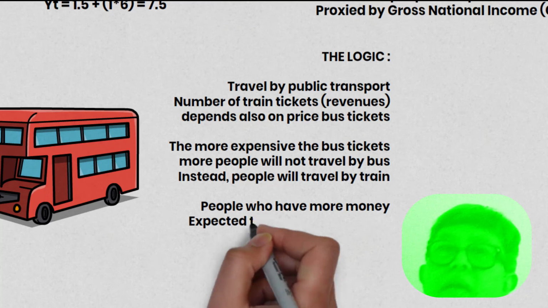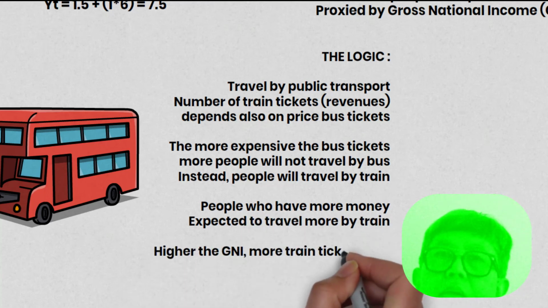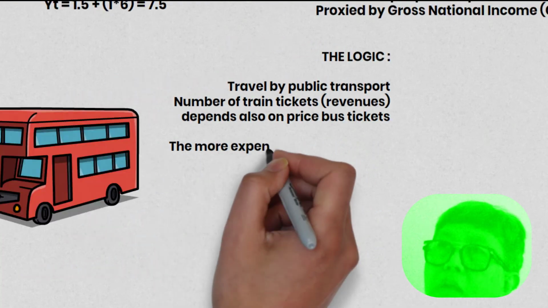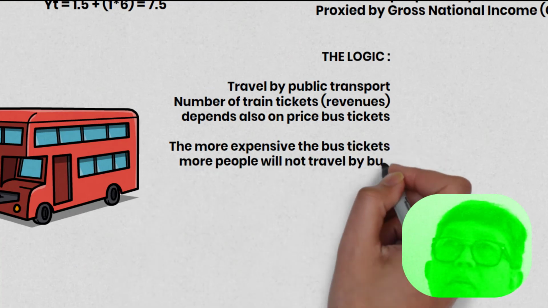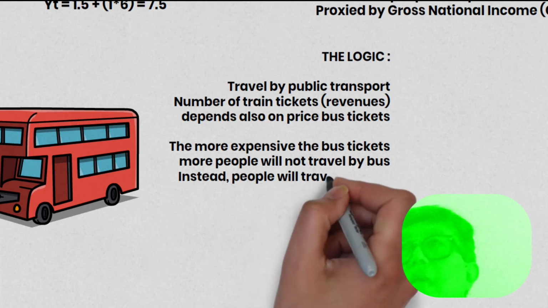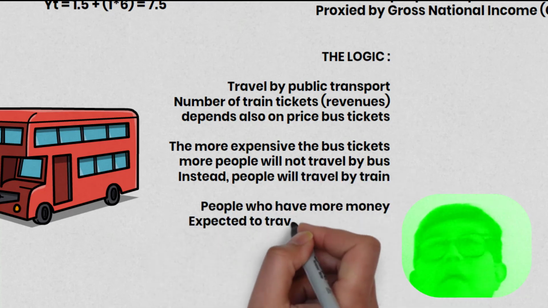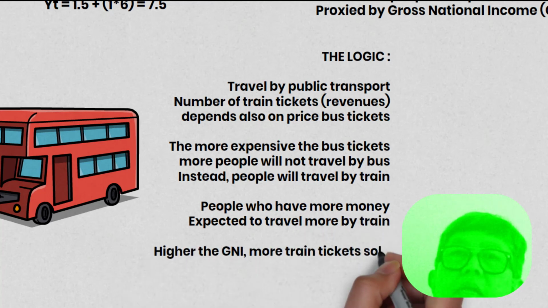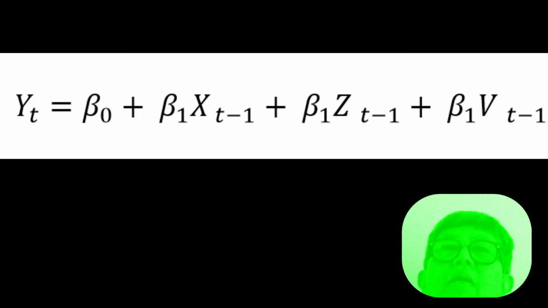Economic theory. And also people who have more money, socioeconomic theory, will travel more by train, because train can be considered luxurious public transport compared to bus. So the higher the gross national income, the higher people's spending, the more train tickets will be sold. You look at the function there, yt as a function of x1, z and v.